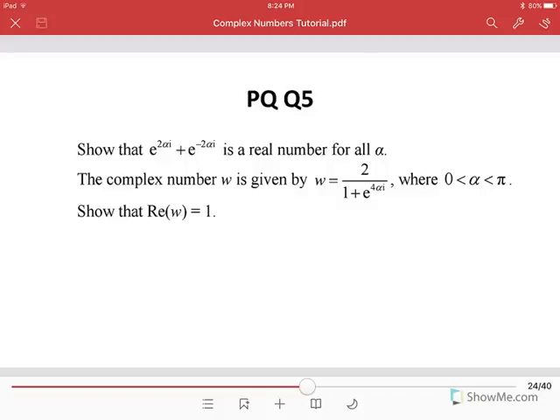Given that, show that e to the power of 2 alpha i plus e to the power of negative 2 alpha i is a real number for all alpha. Okay, so this one, what we want to show is that it is a real number. Just remember, we want to show that the imaginary part is 0. How do we show that the imaginary part is 0?